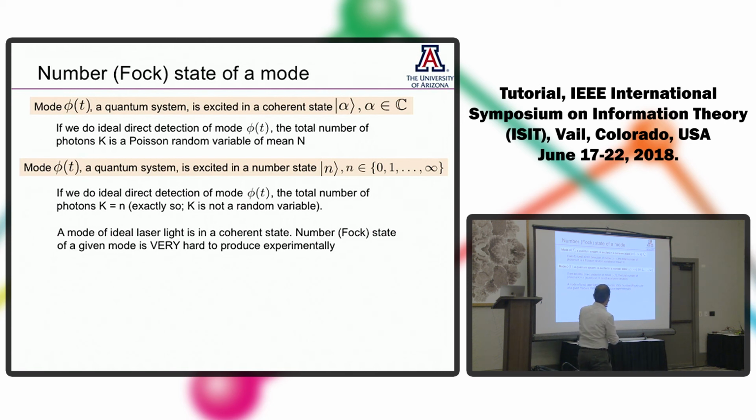So let's for now give ourselves this notation |n> to denote the quantum state of a mode with exactly n photons in it. Okay? And n goes from 0 to infinity. Now if I were to feed this mode into that direct detection device, I'm going to get exactly n clicks. First of all, it's very hard to produce. But the statistics of the arrival of those n clicks is no longer a Poisson point process.